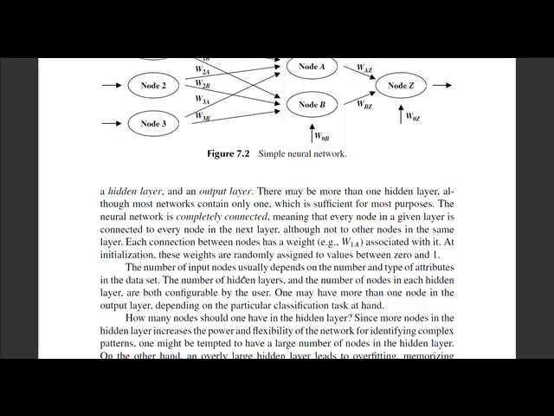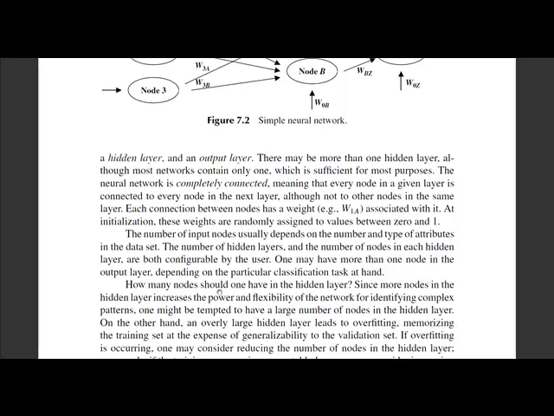Well, we just saw that before in the other example. The number of hidden layers and the number of nodes in each hidden layer are both configurable by the user. So in this case we just have one hidden layer, and this hidden layer has 2 nodes, but we could have like 4 hidden layers and each one could have a different number of nodes in it. One may have more than one node in the output layer depending on the particular classification task at hand.